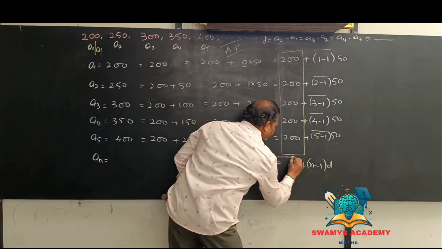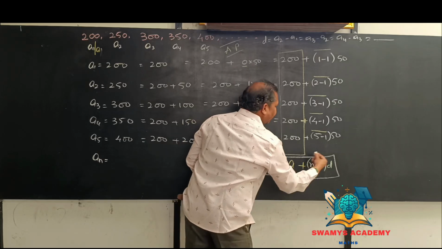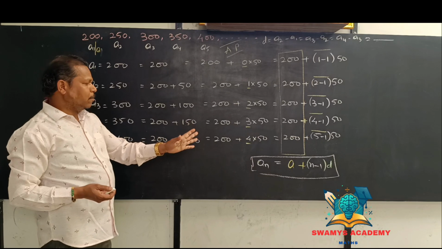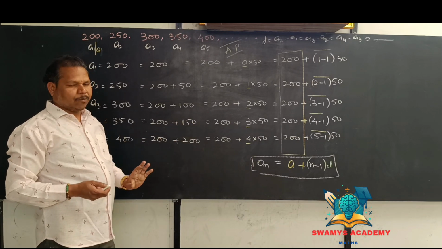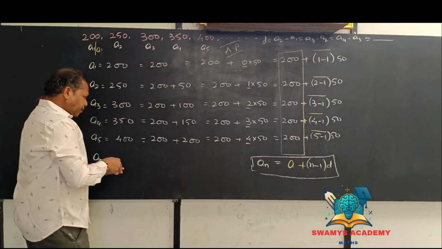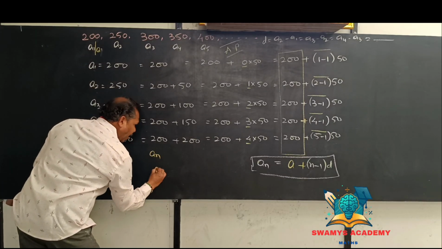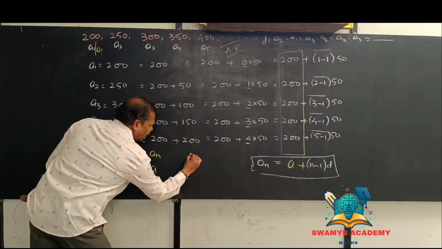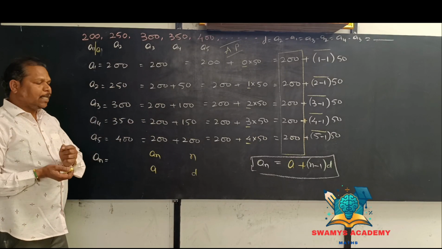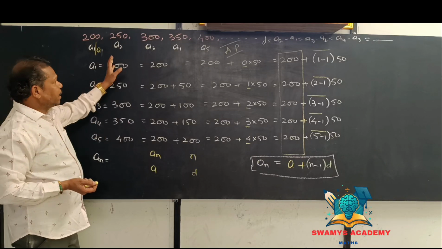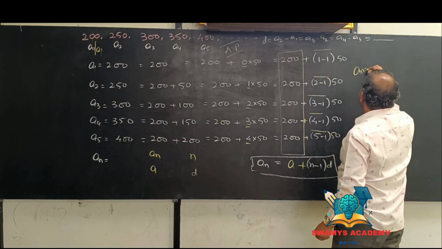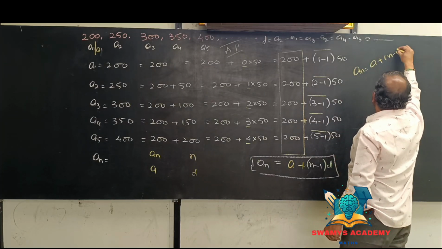So what is the nth term to find here? a plus (n minus 1) d. So the general form of the nth term of an arithmetic progression is a plus (n minus 1) into d. Here we have 4 variables: one is an, another is a, another is n, another is d. What do an, a, n, d mean here? an means nth term. So the nth term of an arithmetic progression formula is a plus (n minus 1) into d.